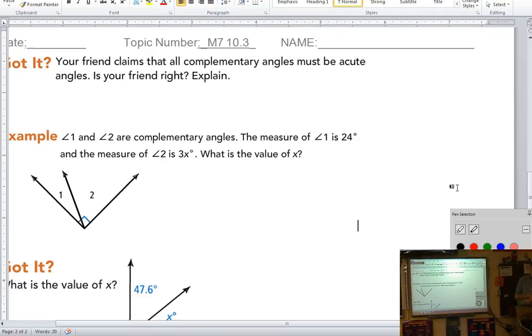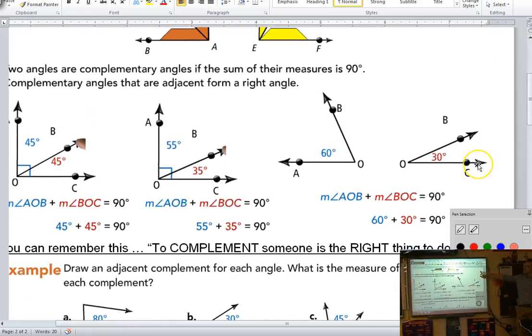Why? You've got to be able to back it up. Let's look back up here. Actually, we had some examples, right? Are these both acute? Yes. What's it mean to be acute? Less than 90. Less than 90, right? Are these both acute? Yeah. Are these both acute? Yeah.